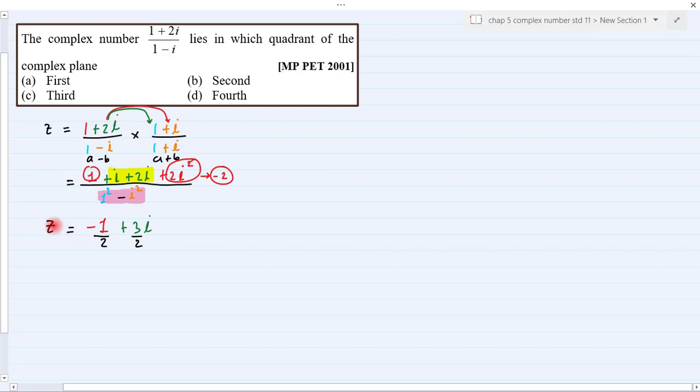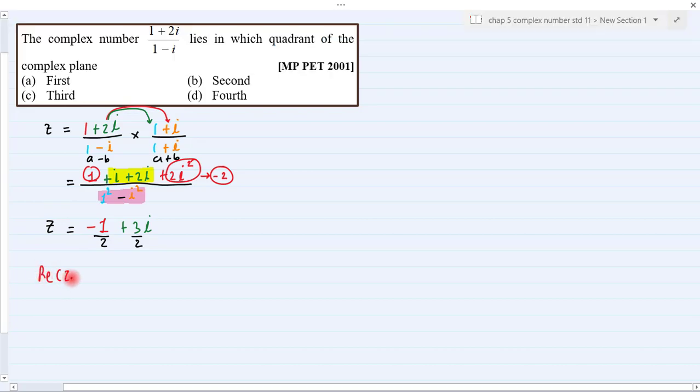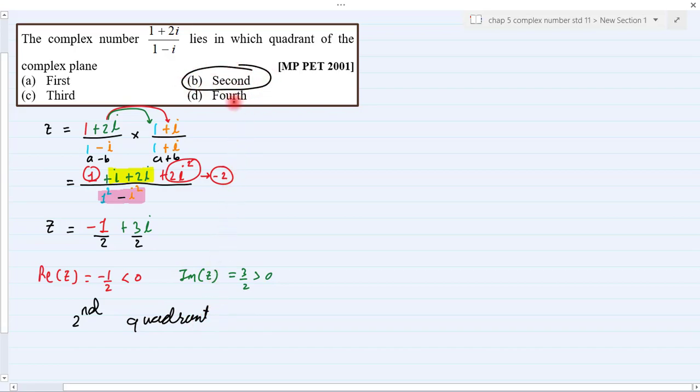So, your z is minus 1 by 2 plus 3i by 2, or we can say the real part of z is minus 1 by 2, which is less than 0, and imaginary part of z is 3 by 2, which is greater than 0. Your real part is negative and imaginary part is positive, so we can say our complex number lies in second quadrant of the complex plane, which is given in option B.